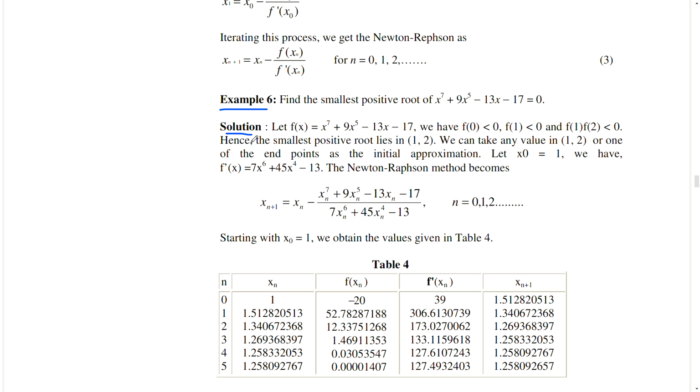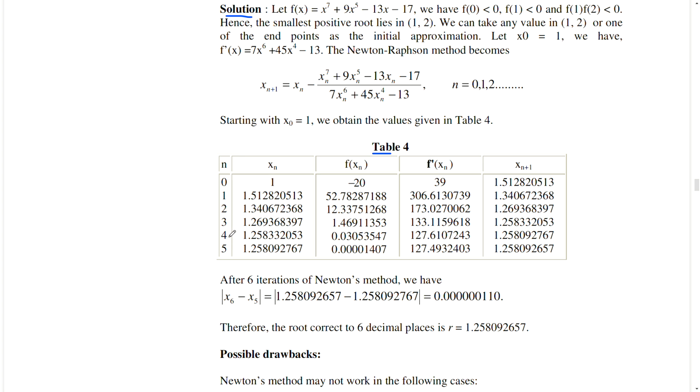The Newton-Raphson method becomes x(n+1) equal to x(n) minus (x(n) to the power 7 plus 9x(n) to the power 5 minus 13x(n) minus 17) by (7x(n) to the power 6 plus 45x(n) to the power 4 minus 13), n equal to 0, 1, 2, and so on. Starting with x0 equal to 1, we obtain the values given in the table.